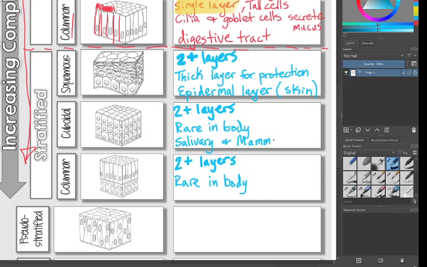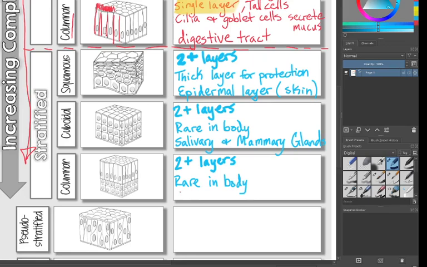Mammary glands are what are producing milk and nutrients if a woman is breastfeeding or she's pregnant, and salivary glands are producing saliva. So that's the stuff in our mouth when we spit. It's just spit. And then last we have columnar tissue, and this is also rare in the body.